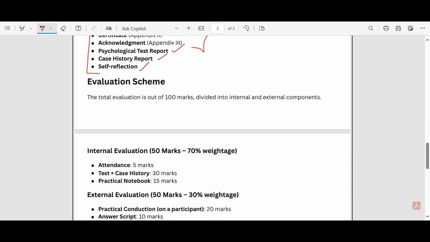So how is this practically evaluated? It is a total 100 marks, and 50 marks are internal and 50 marks are external, in which the 70% weightage is of internal evaluation and 30% weightage is of external evaluation. So what is internal evaluation? Internal evaluation is the attendance, have you conducted or not the practical, and third is practical notebook. So each of these contain some marks, that is 5, 30, and 15 respectively.